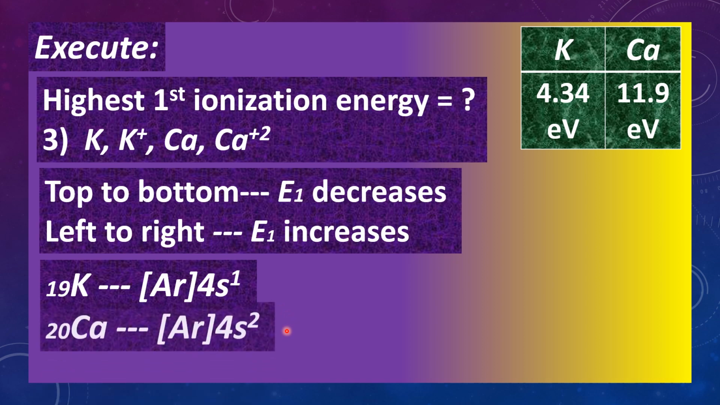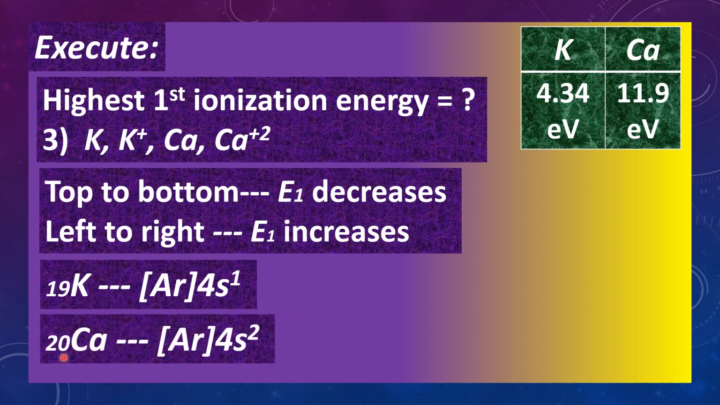Now, for calcium, whose atomic number is 20, its electron configuration using the same notation, [Ar] 4s2. The 4s2 is the outermost energy level, and there are 2 electrons occupying the s orbital.